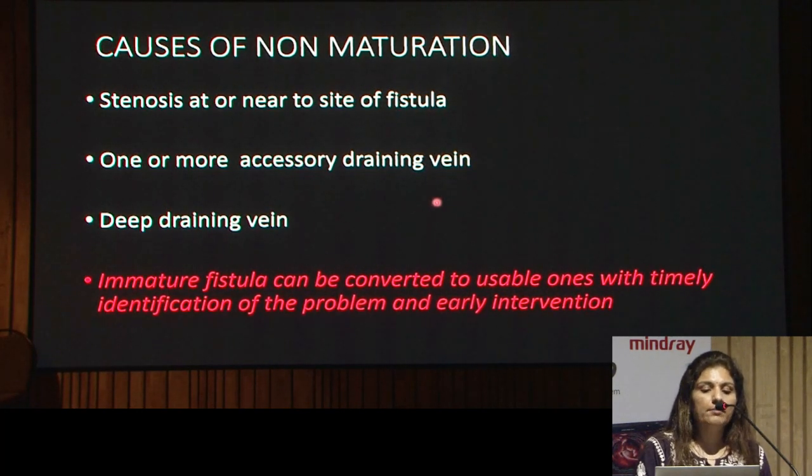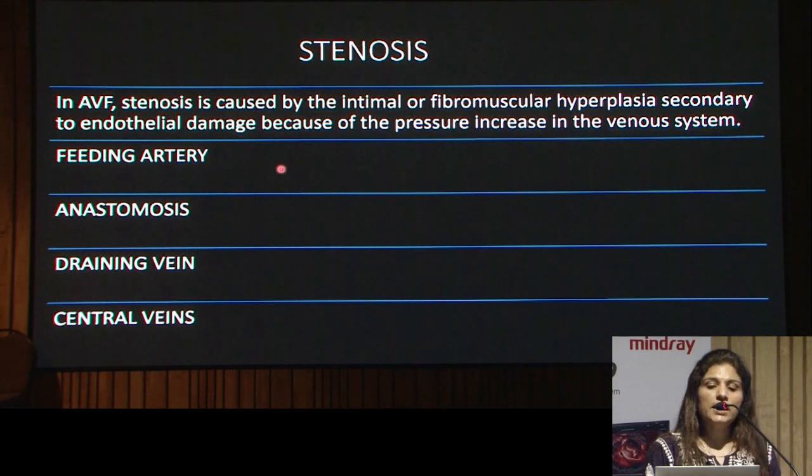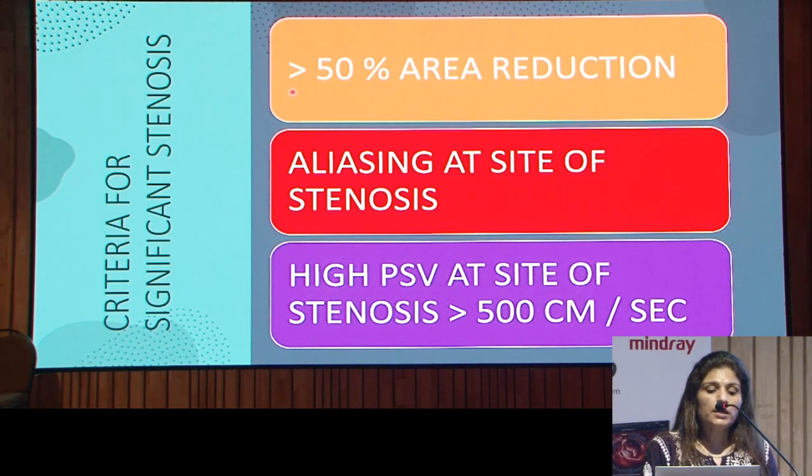There are causes of non-maturation. First important one is there could be stenosis at the site of the fistula. There could be one or more accessory draining veins or a deep draining vein. So in either of these situations, if you could identify it, the surgeon could go ahead and convert it into a functioning fistula. Stenosis in AV fistula is very common, and it is because of intimal or fibromuscular hyperplasia. It could be at the level of the feeding artery, at the site of anastomosis, the draining veins or the central veins. We need to identify which of these is the culprit.